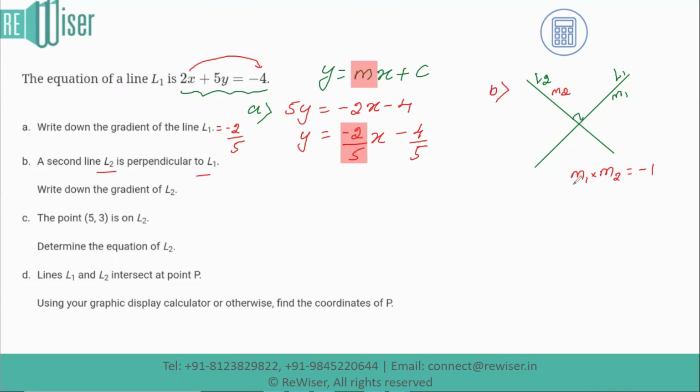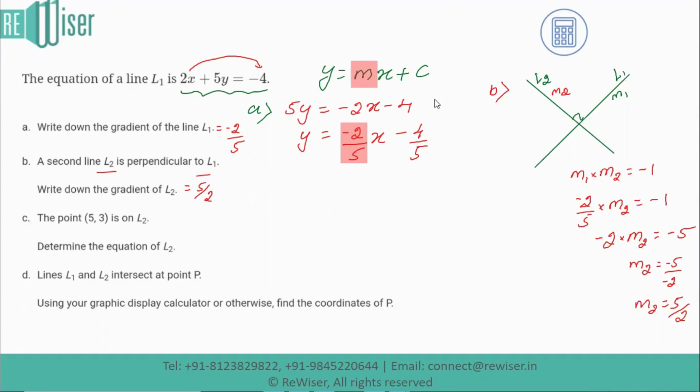This is the relationship we should be aware of in order to get the answer for part B. We know the gradient of line 1, which we just found in part A, is minus 2 over 5. So minus 2 over 5 times m2, the gradient of line 2, equals minus 1. When the 5 goes to the other side, minus 2 times m2 equals minus 1 times 5, which is minus 5. Then m2 equals minus 5 over minus 2, so the gradient of line 2 is 5 over 2. This is the right answer for part B.